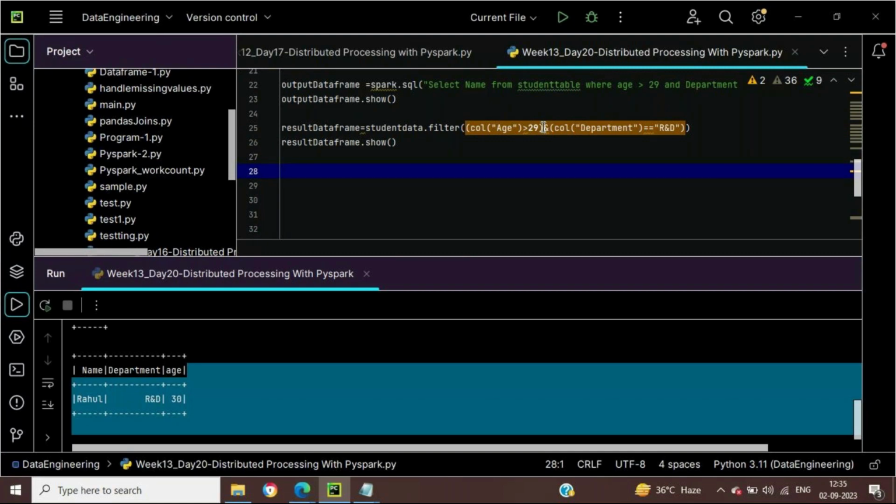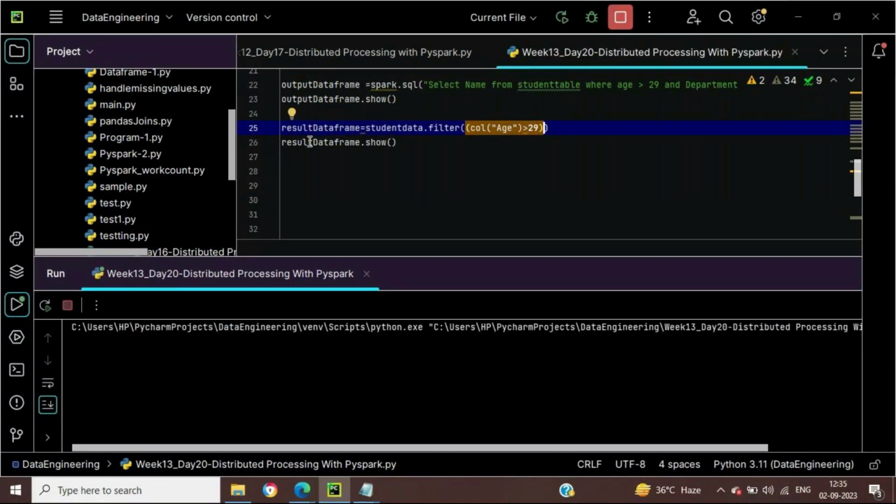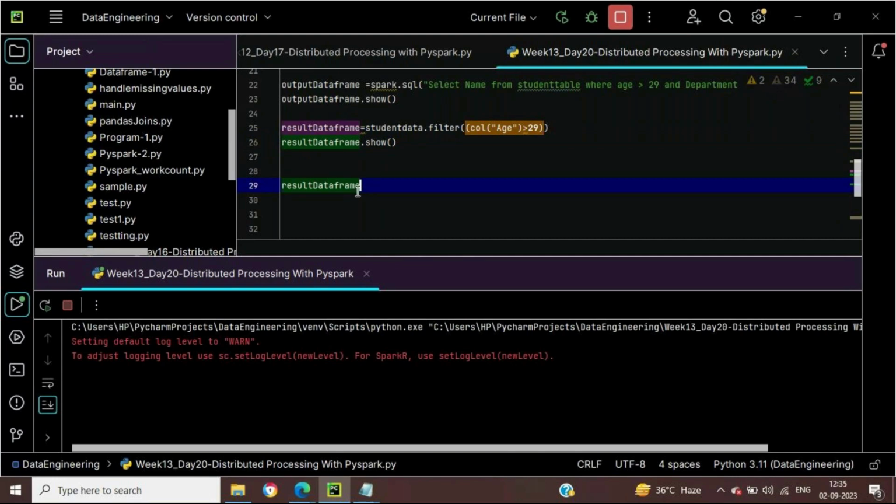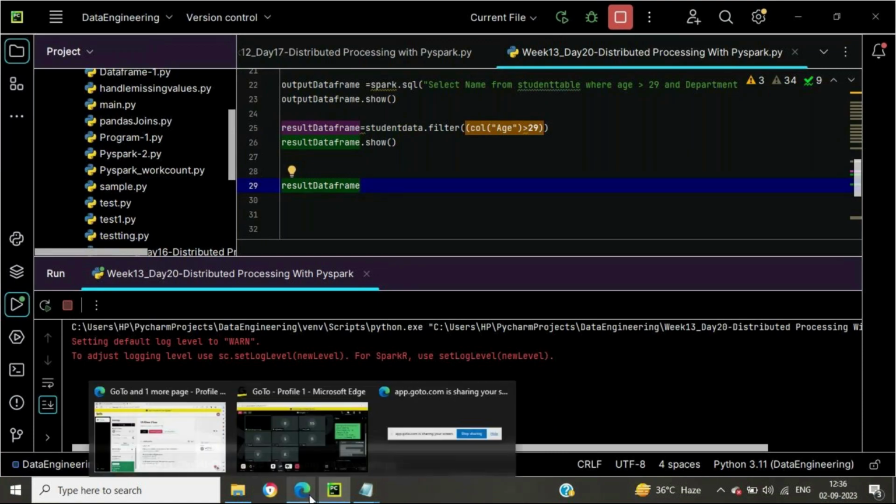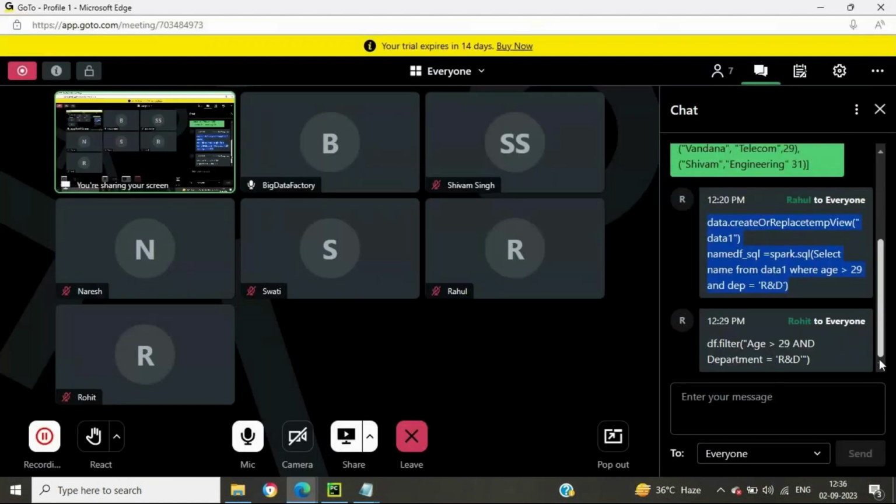And just remove this particular query. Okay, remove this stuff, we are going to have age greater than 29, and I just want you to write code to store the result data frame on disk in Parquet format. df dot filter age is greater than 29 and department.